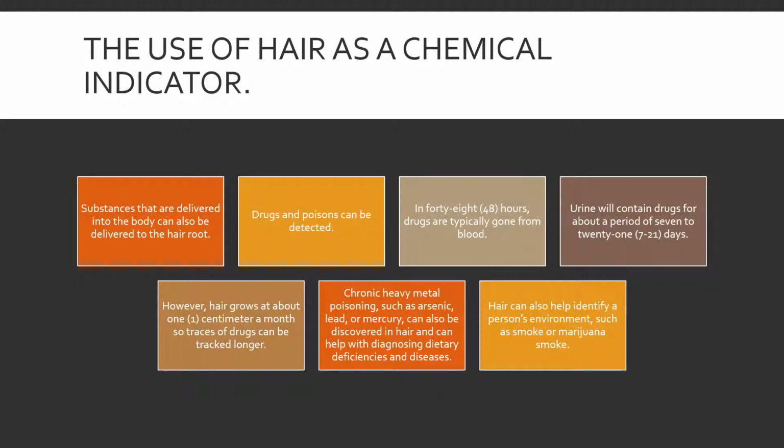The use of hair as a chemical indicator. Substances that are delivered into the body can also be delivered to the hair root. Drugs and poisons can be detected. In 48 hours, drugs are typically gone from blood. Urine will contain drugs for about 7 to 21 days. However, hair grows at about 1 centimeter a month, so traces of drugs can be tracked longer. Chronic heavy metal poisoning, such as arsenic, lead, or mercury, can also be discovered in hair and can help with diagnosing dietary deficiencies and diseases. Hair can also help identify a person's environment, such as smoke or even marijuana smoke, which can be detected in a person's hair as well.